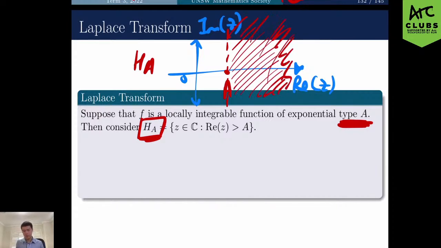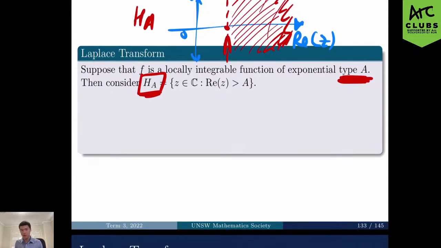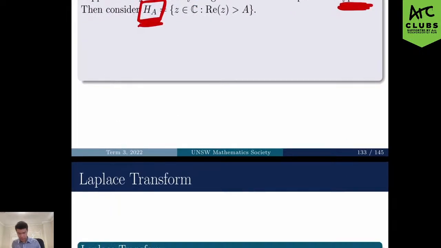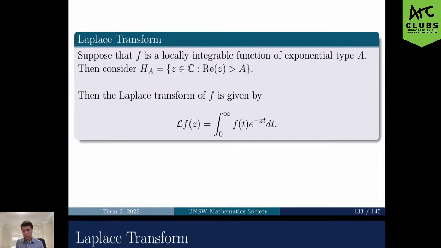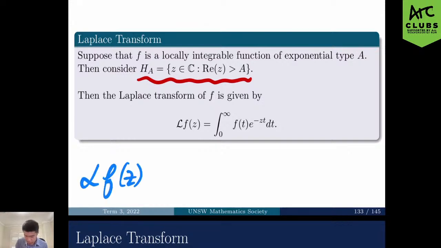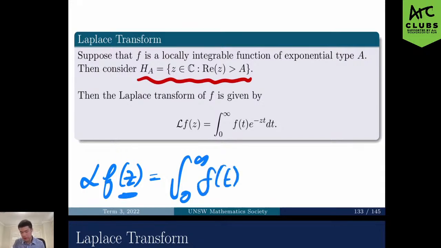So this thing over here. If we have a function that's exponential of type A, then we can define the Laplace transform on this half plane H_A. We'll look into the intuition of this H_A in a second, but the Laplace transform is given by another integral, where we integrate some function of z and then make it a function of z: f(t) e^(-zt) dt. And that's the Laplace transform of f.